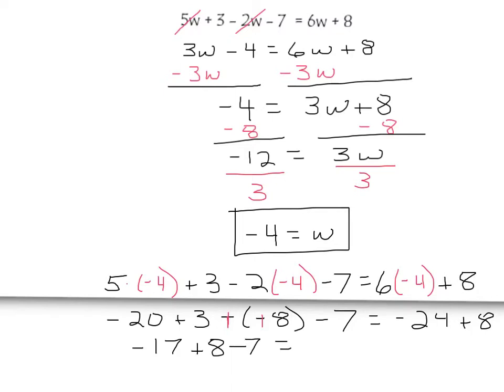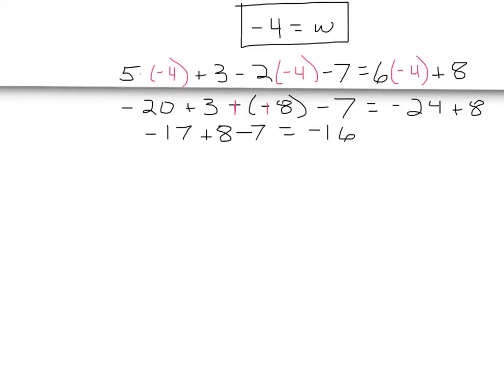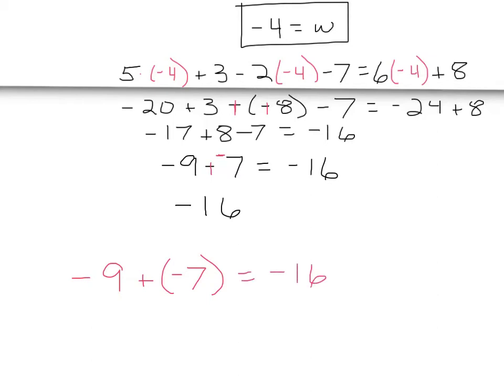And then on the left, you have negative 24 plus 8 is negative 16. So on the left, negative 17 plus 8 is negative 9. And then you have negative 9 minus 7 is negative 16. The reason for that is you can rewrite it as negative 9 plus negative 7, because changing subtraction to addition, if you look up here, you just change the sign of the number and add a line to make it plus. So negative 9 plus negative 7 does equal negative 16. And so the correct answer is that W equals negative 4.